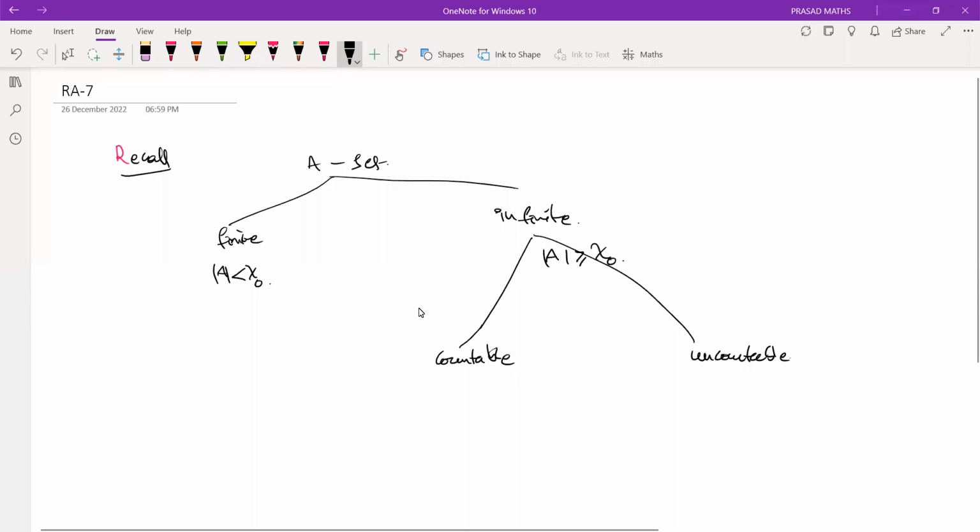So countable means generally cardinality of A is less than or equal to aleph naught. Uncountable means cardinality of A is bigger than aleph naught. Bigger than aleph naught means what? Cardinality of A bigger than aleph 1. Right? These are the concepts.